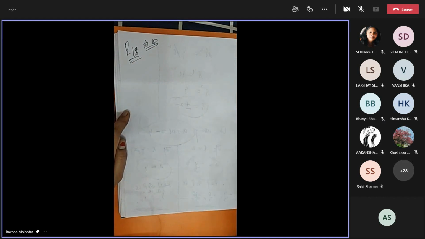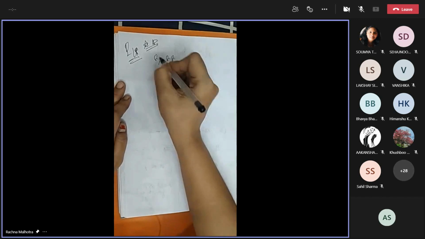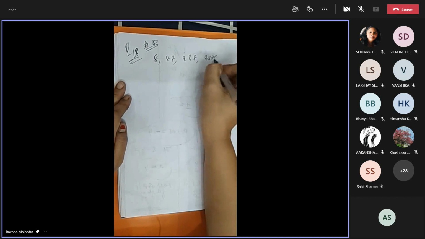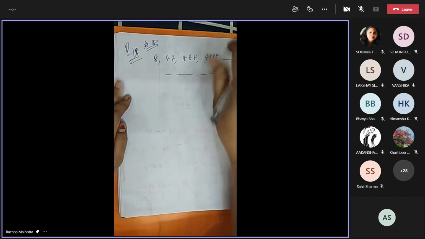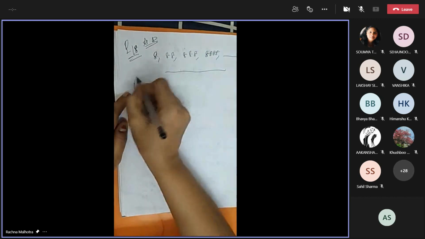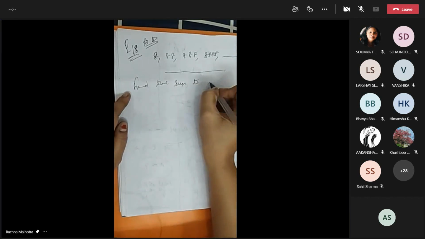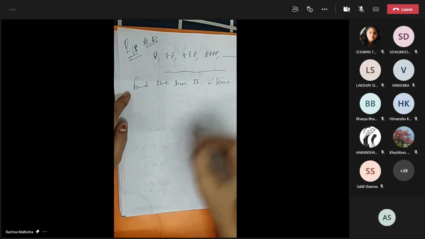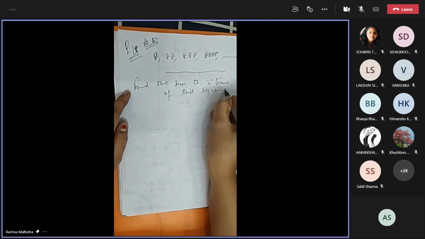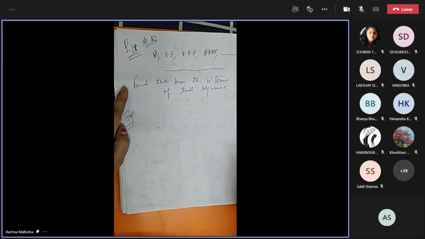Find the sum to n terms of the sequence. One sequence is provided here: 8, 88, 888. So this is the sequence we have to find the sum to n terms of.